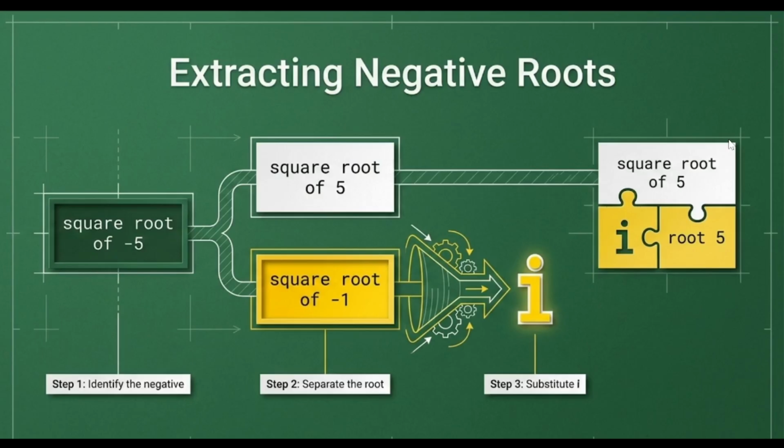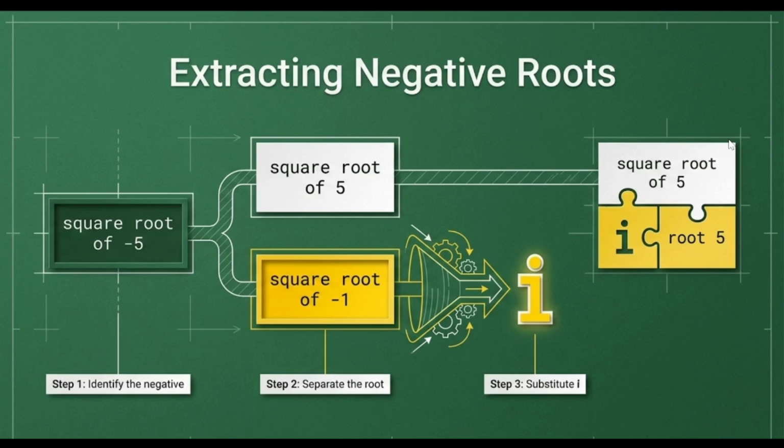How do we use this in an exam? Let's say you're asked to express the square root of negative 5 in terms of iota. Firstly, identify the negative. Think of the square root of negative 5 as the square root of negative 1 times 5. Now we'll separate the root. This becomes the square root of negative 1 times the square root of 5. Now we will substitute iota. Since the square root of negative 1 is iota, your final answer is iota times the square root of 5.